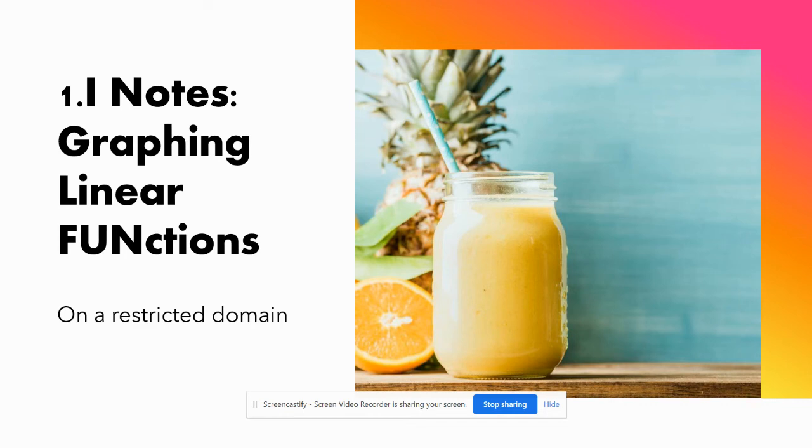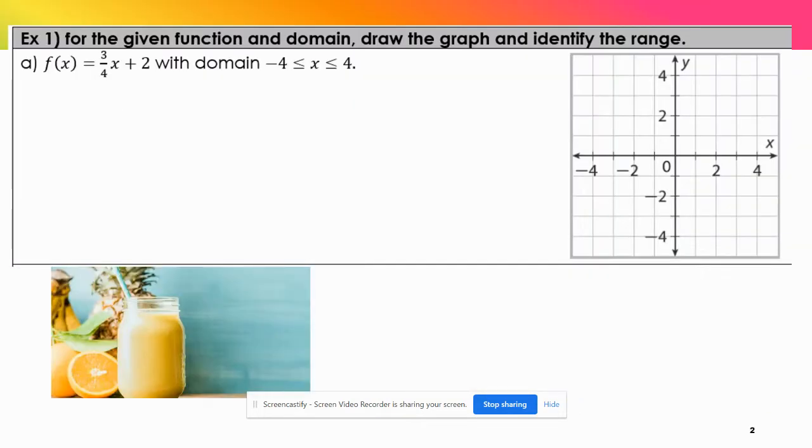Welcome back. Continuing our first chapter, today we're going to discuss graphing linear functions on a restricted domain. That means we're no longer necessarily going to have arrows in both directions, and we might not even have arrows at all. Let's take a look at this first example.